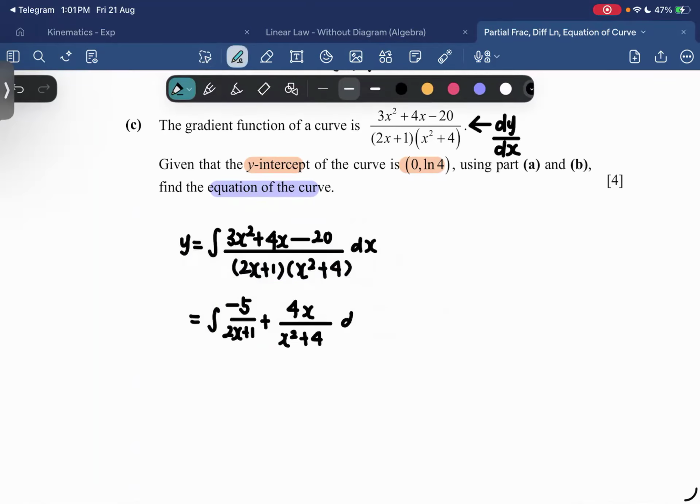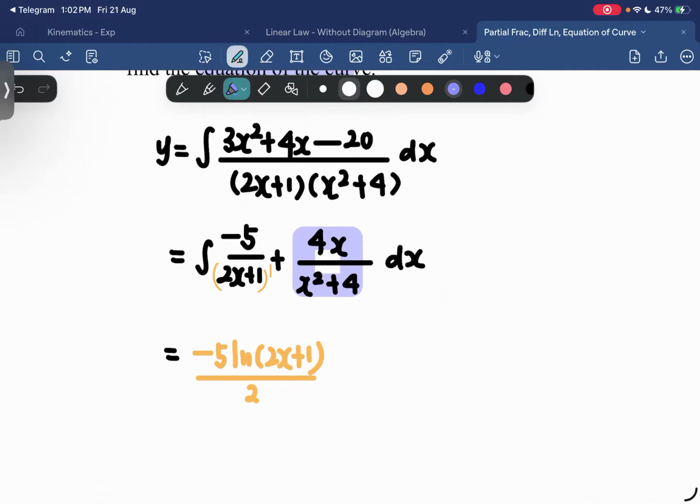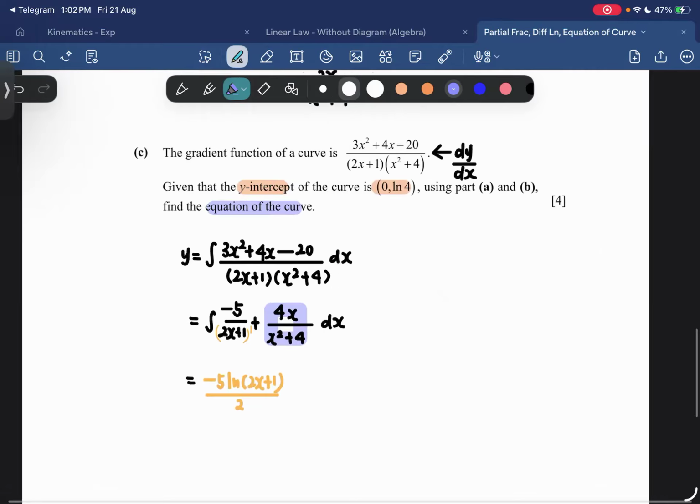When you want to integrate this, it looks scary, but I can integrate this one, no problem, because this one is power 1, right? So you must remember whenever it's power 1, it will become a ln. So negative 5 ln(2x plus 1). Don't forget to differentiate the bracket, so divided by 2. This is the yellow one. But this blue one over here cannot be integrated as per normal because it's not like what we learned, right? So you need to use part B.